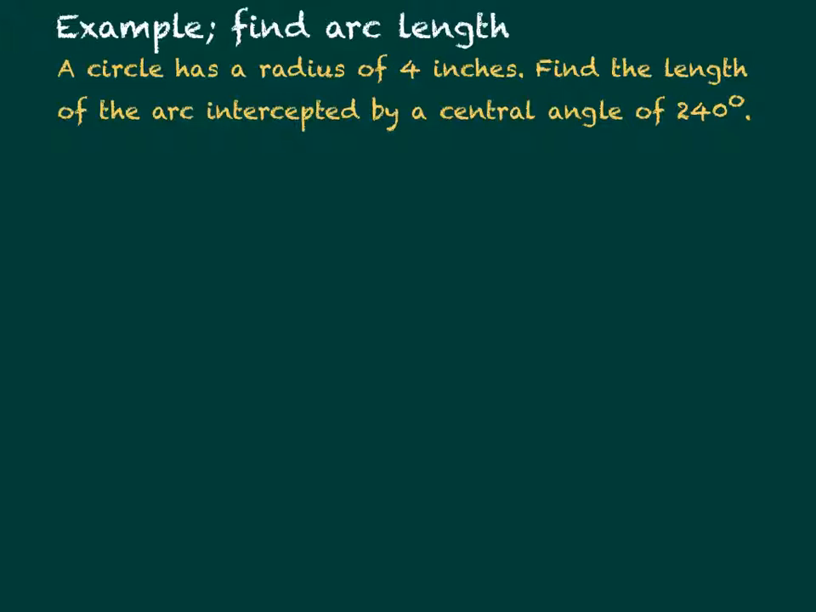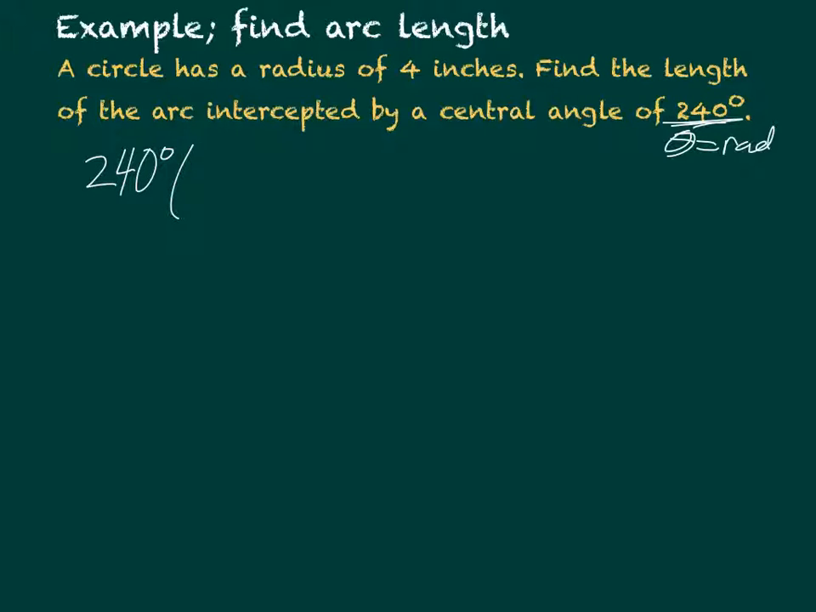A circle has a radius of 4 inches. Find the length of the arc intercepted by a central angle of 240 degrees. The first thing we have to do is convert our theta. Right now it's in degrees, and theta needs to be in radians. So we need to convert 240 degrees to radians.